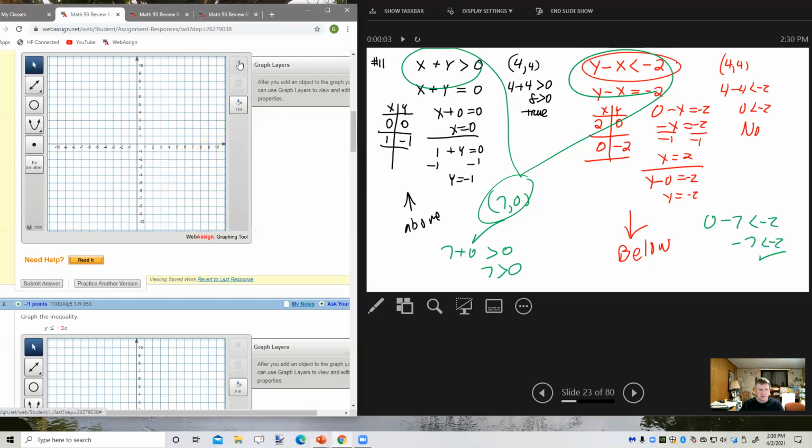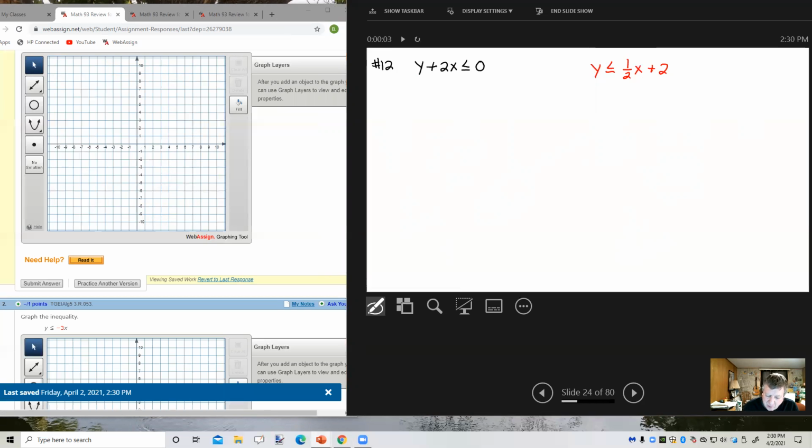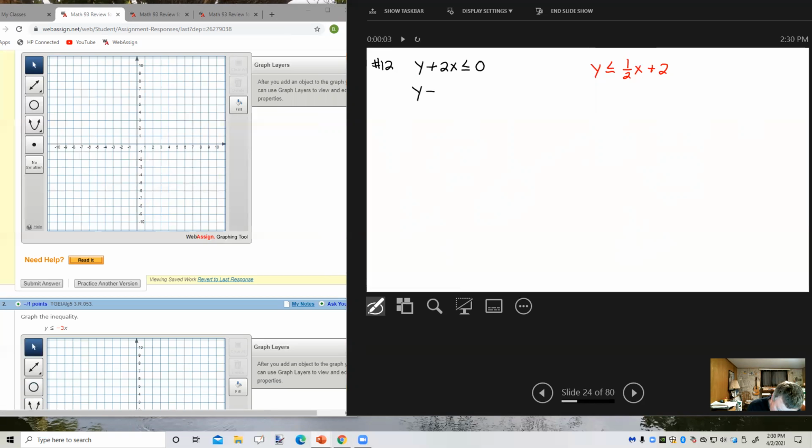So let's clear this and go back here to black ink. We're going to take y plus 2x less than or equal to 0 and look at its related equation. Y plus 2x equals 0. And let's see here. We'll set y equal to 0 to find the x-intercept. So 0 plus 2x equals 0. 2x equals 0. Divide both sides by 2. X equals 0. So again, this graph goes through the origin.